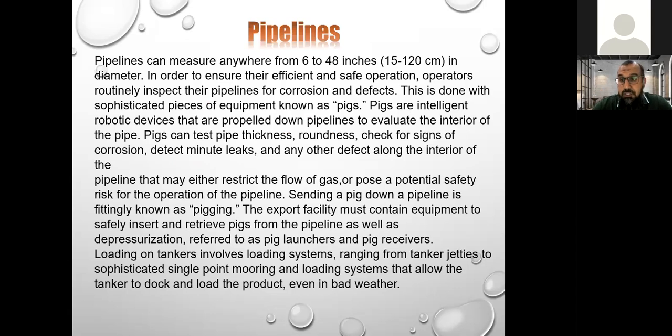And these pipelines will be huge in length. It is not a small distance, it may be thousands of kilometers from country to country. And mainly the pipeline is very big. The diameter of the pipe can reach up to 48 inches, for instance. This is very big. They use this kind of huge diameter pipeline to transfer oil and gas between countries and between facilities.